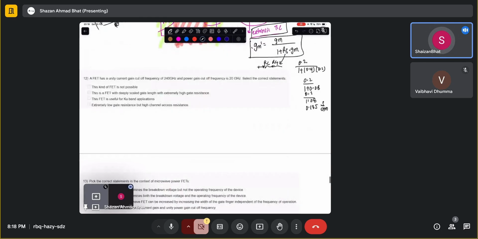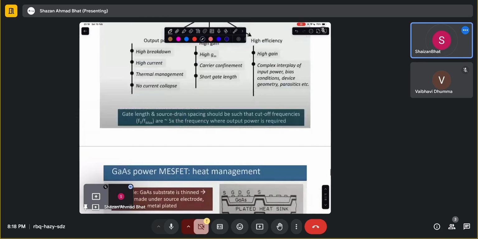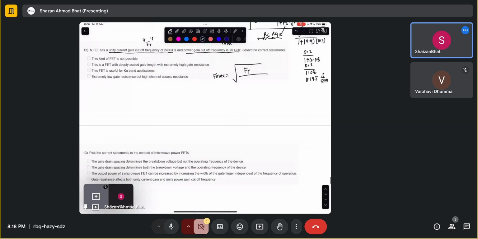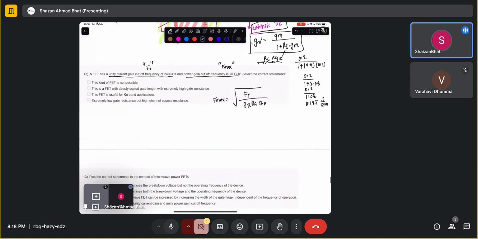Now, the FET's unity current gain frequency. This is FT, which is the current gain frequency. This is the F max, which is the power gain frequency. So I told you the relation between F max and FT is the square root of FT divided by, what was the relation? This one, 8 pi RG CGD. So definitely F max is less than Ft, which is basically shown also here. This is Ft, this is F max, it's very much smaller.